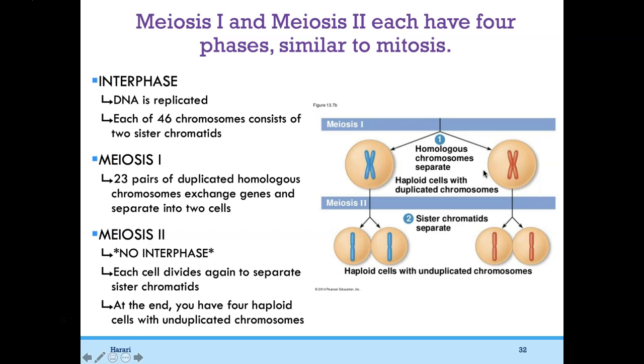Now, each cell is only going to have 1 version of each gene. So these are no longer diploid. After meiosis I, we have haploid cells. And each haploid cell still has a duplicated chromosome. So in meiosis II, what we're going to do is just separate those sister chromatids. And at the end, we will have 4 haploid cells with unduplicated chromosomes that are different from each other. They're all a little bit different from each other. This is, of course, a little confusing because there's only one chromosome here. We'll have 46 of these in each of our cells.